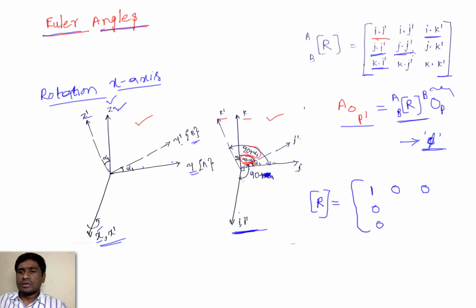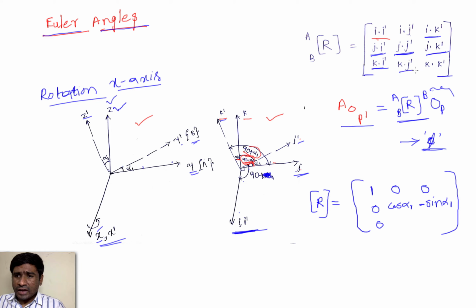And now this one, j and j dash. What is the angle between j and j dash? This is j and this is j dash, so this is alpha 1. So here this is simply cos alpha 1. And what is the angle between j and k dash? This is the k and this is the k dash, that is 90 plus alpha 1. So cos of 90 plus alpha 1 is minus sine alpha 1 here.